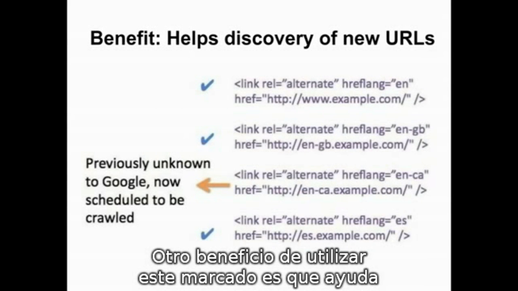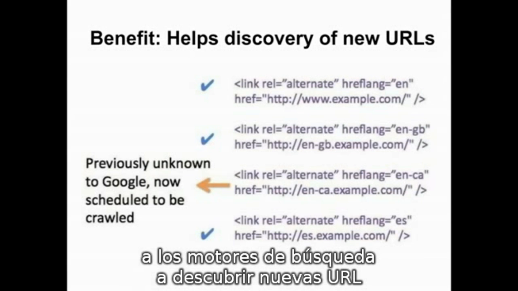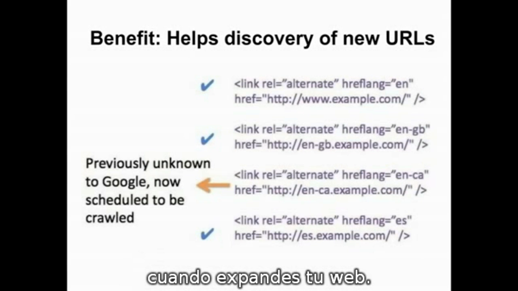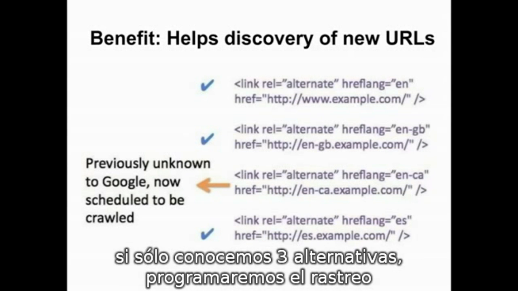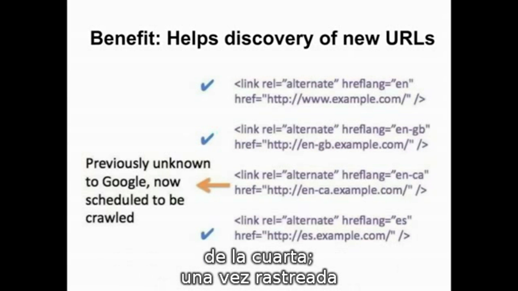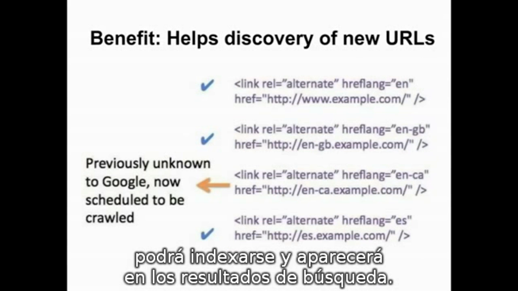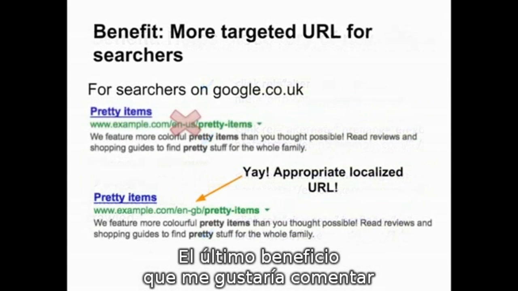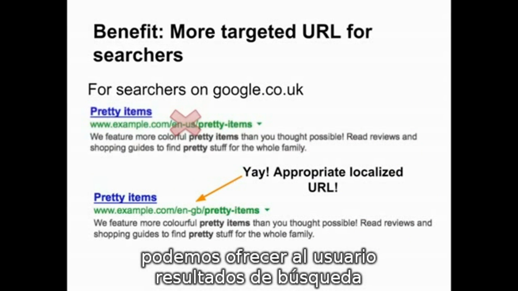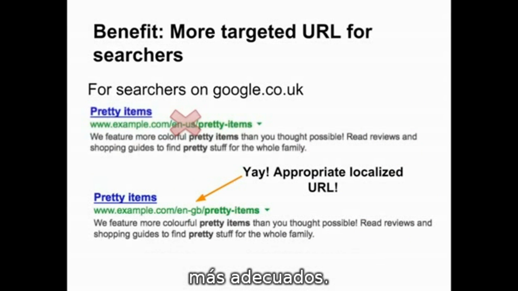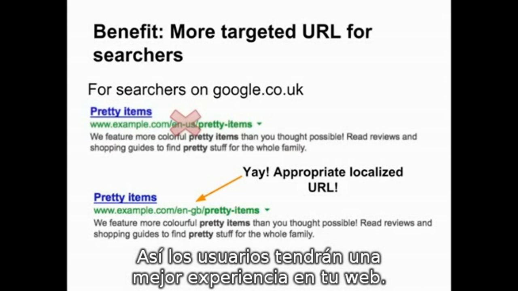Another benefit of using this markup is that it helps search engines to discover new URLs as you expand your site. For instance, one page may have 4 alternates listed. If we're only aware of 3 alternates, then we'll schedule the 4th URL to be crawled. Once the page is crawled, it can then be indexed and available in search results. The last benefit I'd like to cover is that by using the signal of rel alternate hreflang, we can serve searchers a more targeted URL in their results. By doing so, users are often given a more tailored experience on your site.